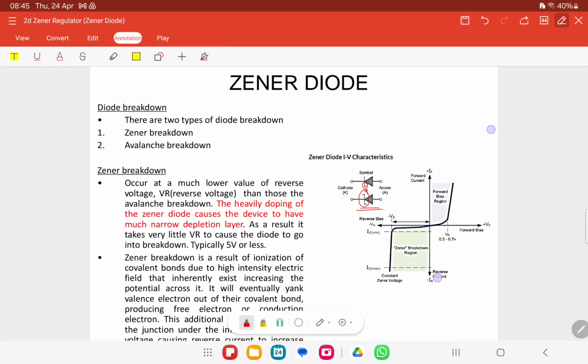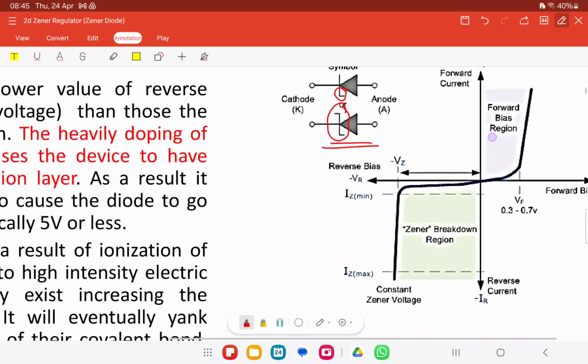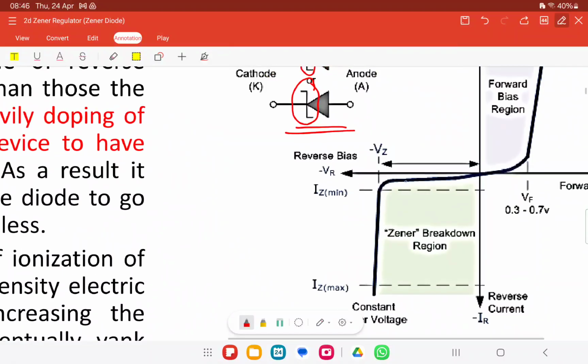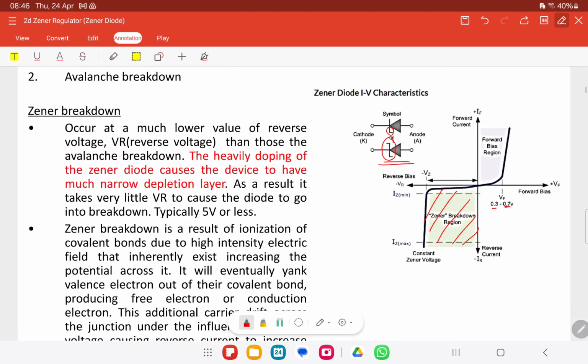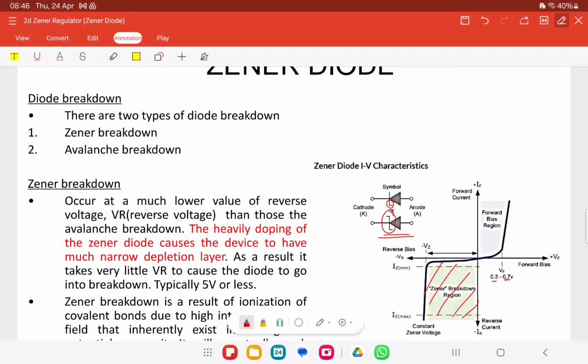For the Zener diode, if we look in here, this is the breakdown region. Breakdown means that the current is reverse. This is when we use germanium, and this one is if we use silicon. For the breakdown region, we have two types of breakdown for the Zener: the Zener breakdown and the avalanche breakdown.